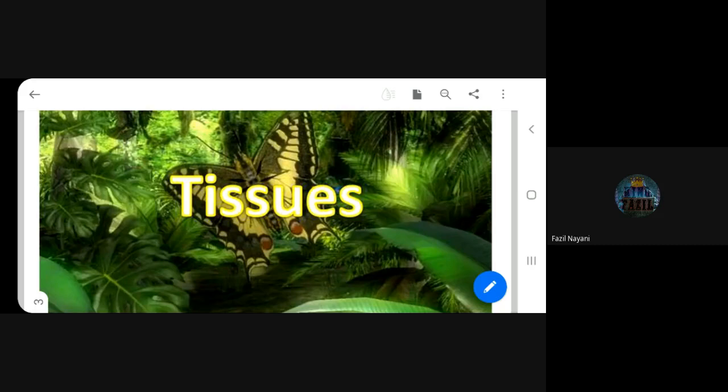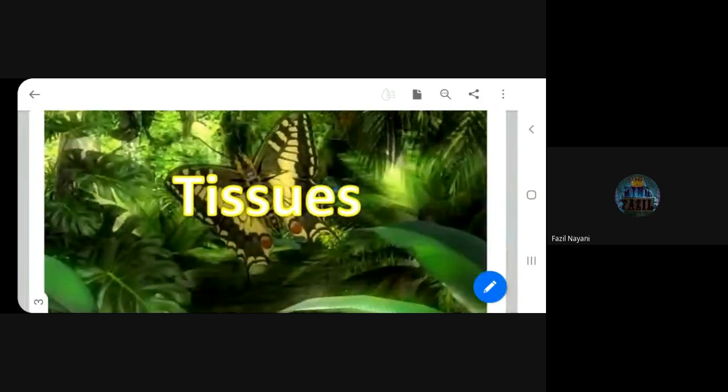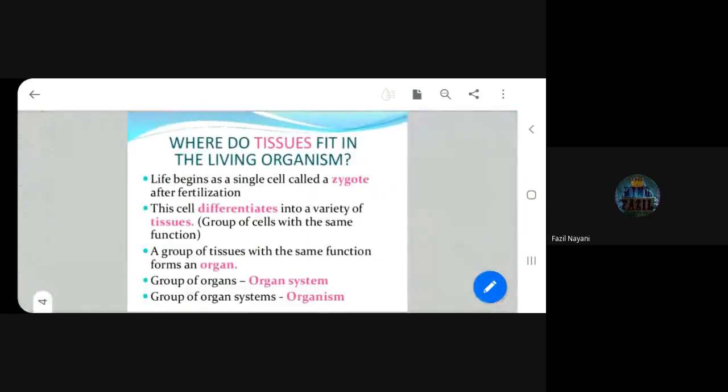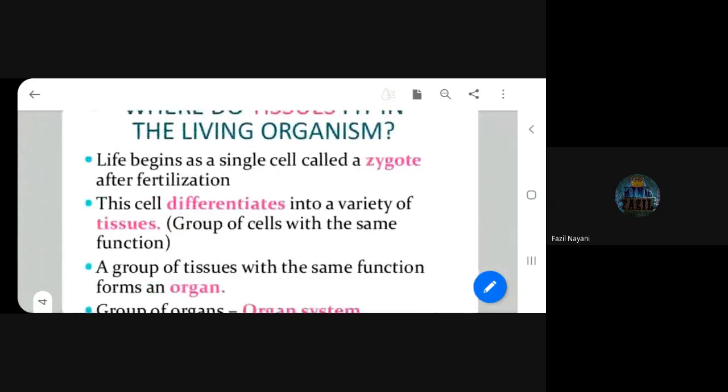So what are we finding? Division of labor. Now you understood why tissues are so important? Tissues are doing the division of labor in a particular organism. Have you understood? Yes, ma'am. You understood now?